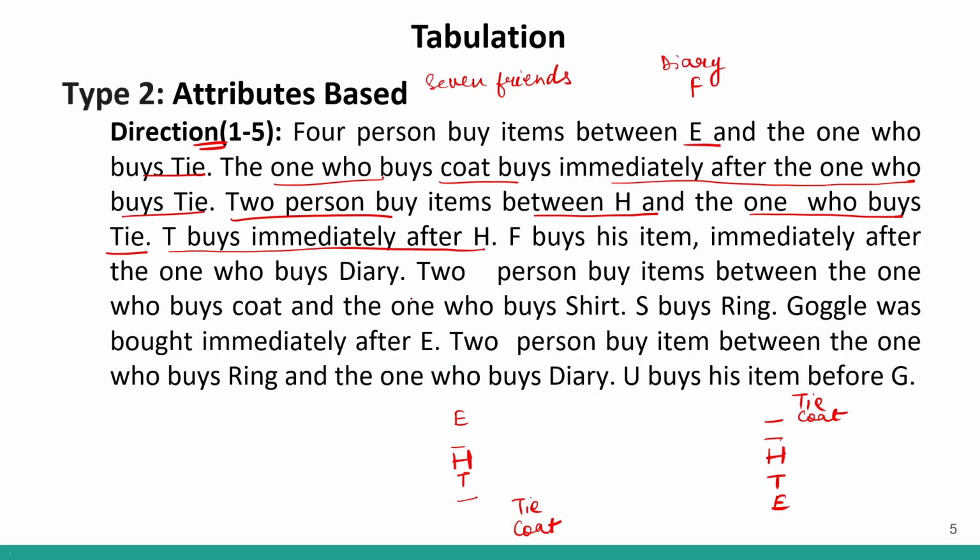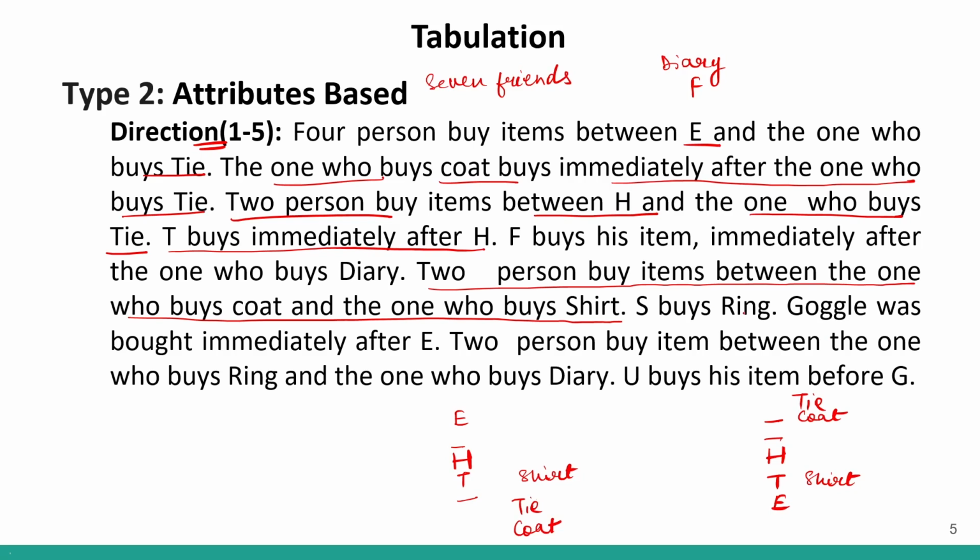2 persons buy items between the one who buys coat and the one who buys shirt. So coat is over here. I cannot place shirt below coat because then we will have more than 7 friends. So T will buy shirt because we have 2 people between coat and shirt. Similarly, in the second situation, I cannot place shirt above coat because then we will have more than 7 positions, but we only have 7 friends. So 1, 2, and T will buy shirt. So even in possibility 2, T will buy shirt.